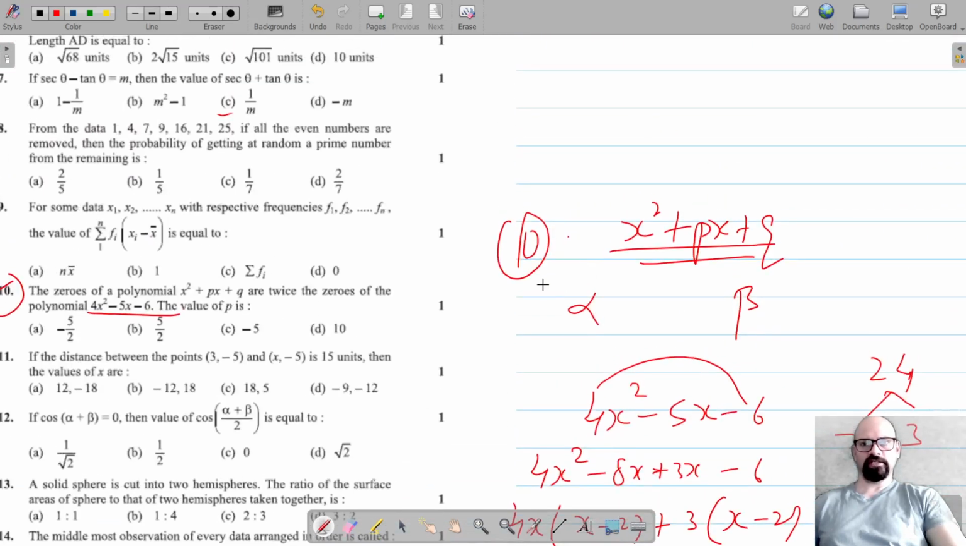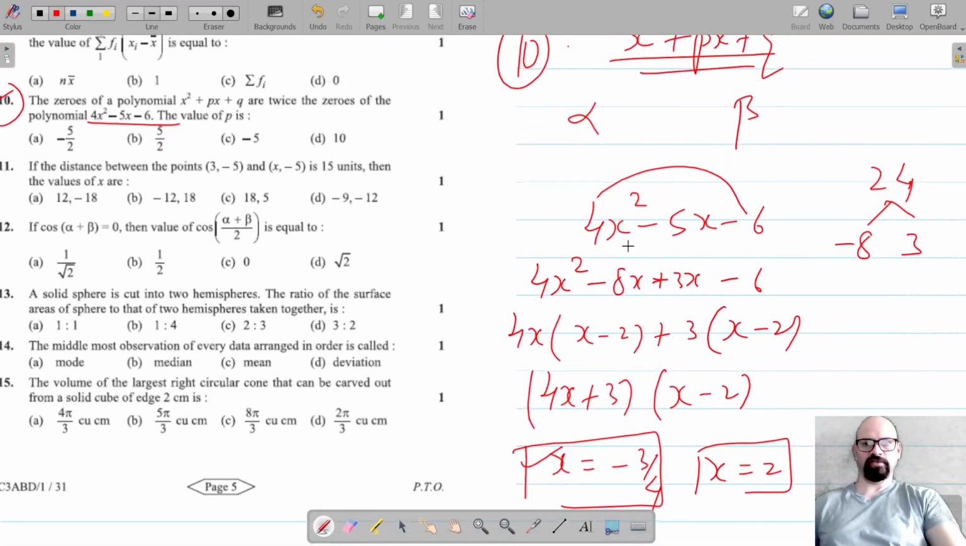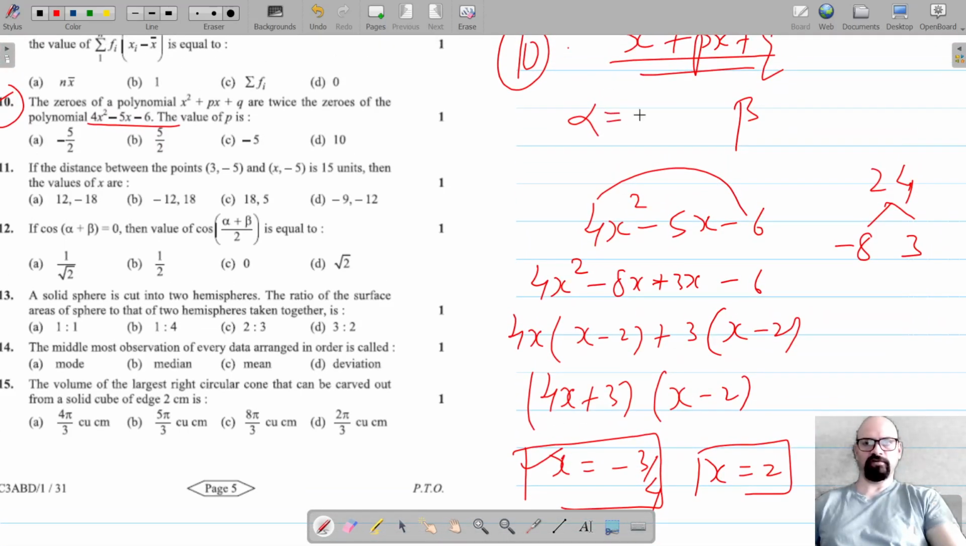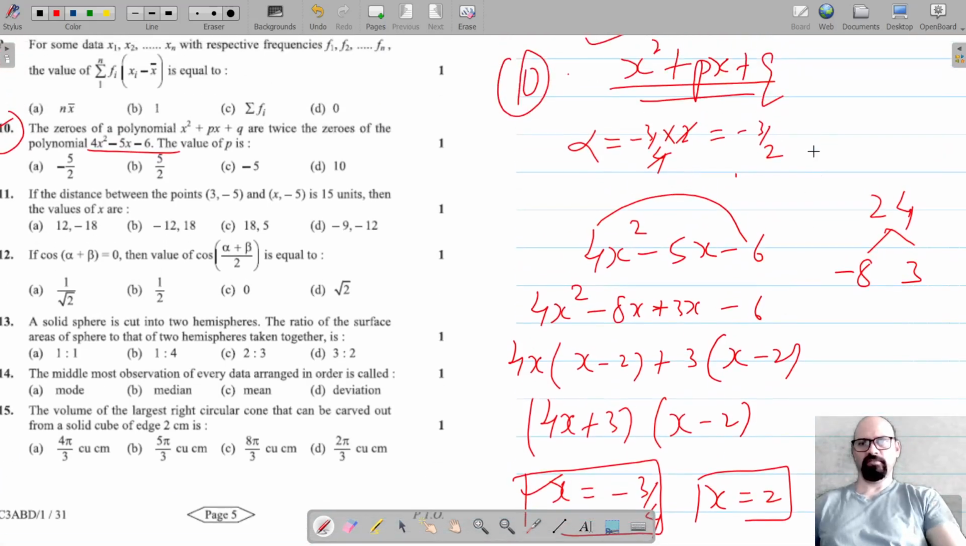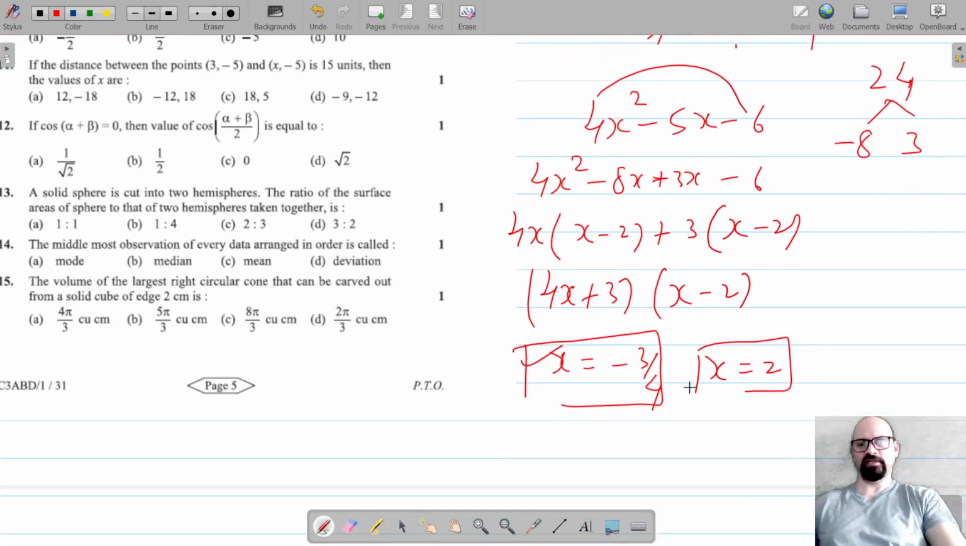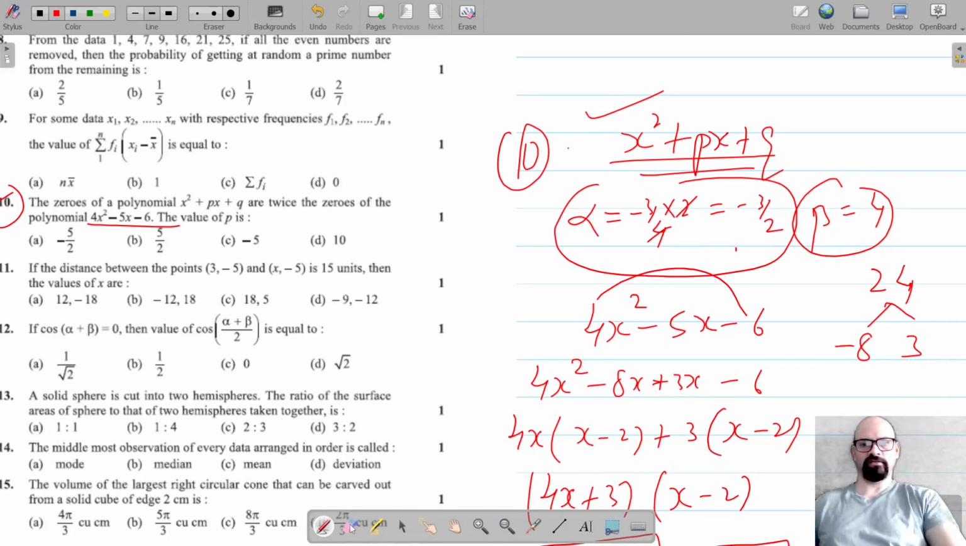And it's given that this polynomial has the zeros twice. So alpha is twice of the first zero. So this is minus 3 by 2. So the first zero of this polynomial is minus 3 by 2. And beta is twice the second zero, which is x is equal to 2. So beta is equal to 4. Beta is equal to 4 and alpha is equal to minus 3 by 2 are the zeros of this polynomial. We have to find the value of p.